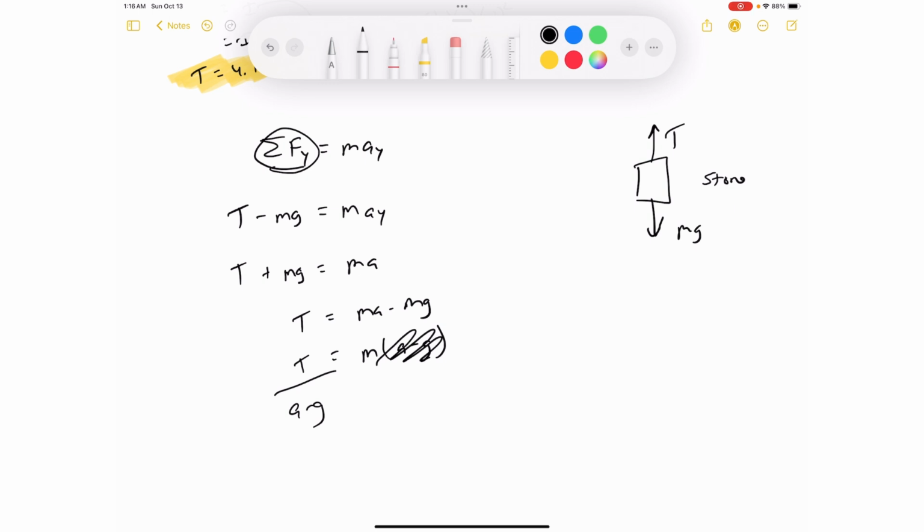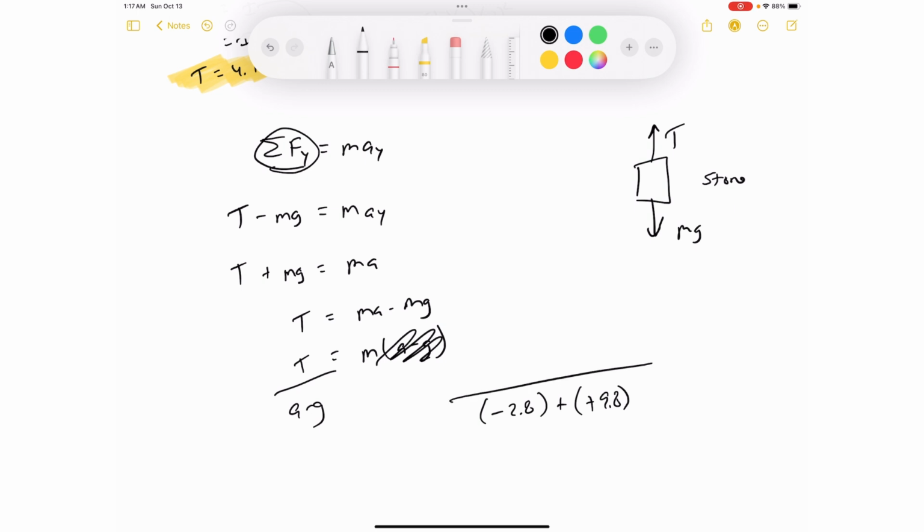Now, what is a minus g? So a is actually negative, right? You have to think about what a is. A is the acceleration of the stone going down. Remember, it was 2.8. But is that going up or down? It's going down, so a is actually negative 2.8. Minus, and then g is negative. That's gravity, right? Gravity is negative 9.8. So if you look at that, the negatives cancel, and you end up with a plus 9.8 and then a negative 2.8.